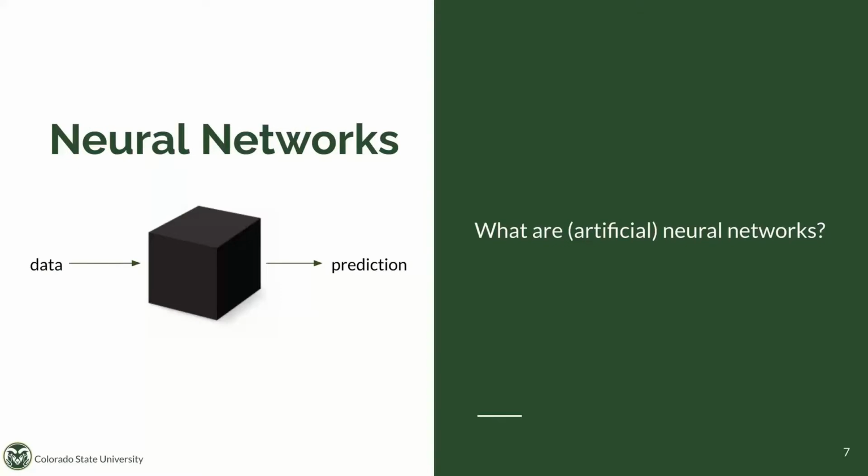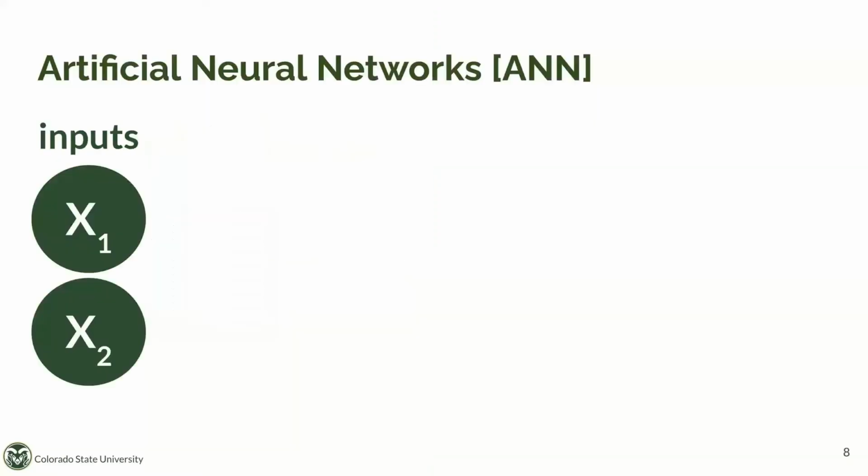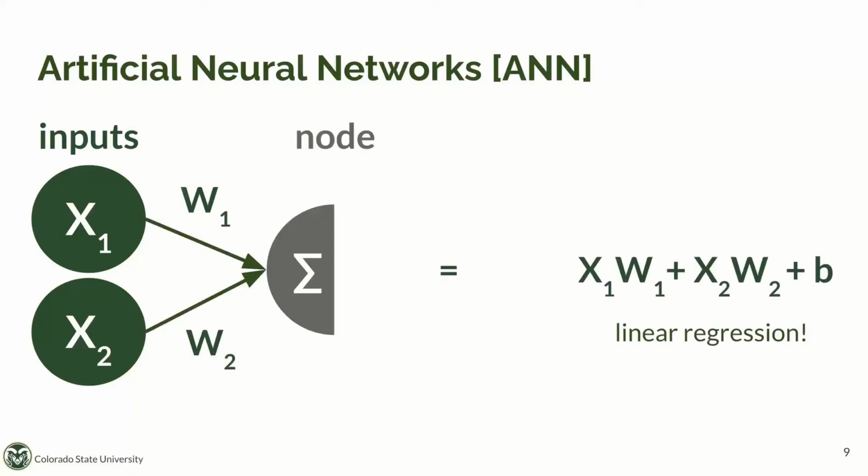I'm going to briefly talk about what neural networks are, or specifically artificial neural networks, just in case some people aren't familiar. Normally in our field of atmospheric science, we think of neural networks as this black box where we put some data in, something happens, and we get a prediction out. What's actually happening with an ANN, or an artificial neural network, is we're inputting some inputs, x1 and x2. These are multiplied by some weights and summed together in what we refer to as a node. And you might recognize this so far as just straight linear regression.